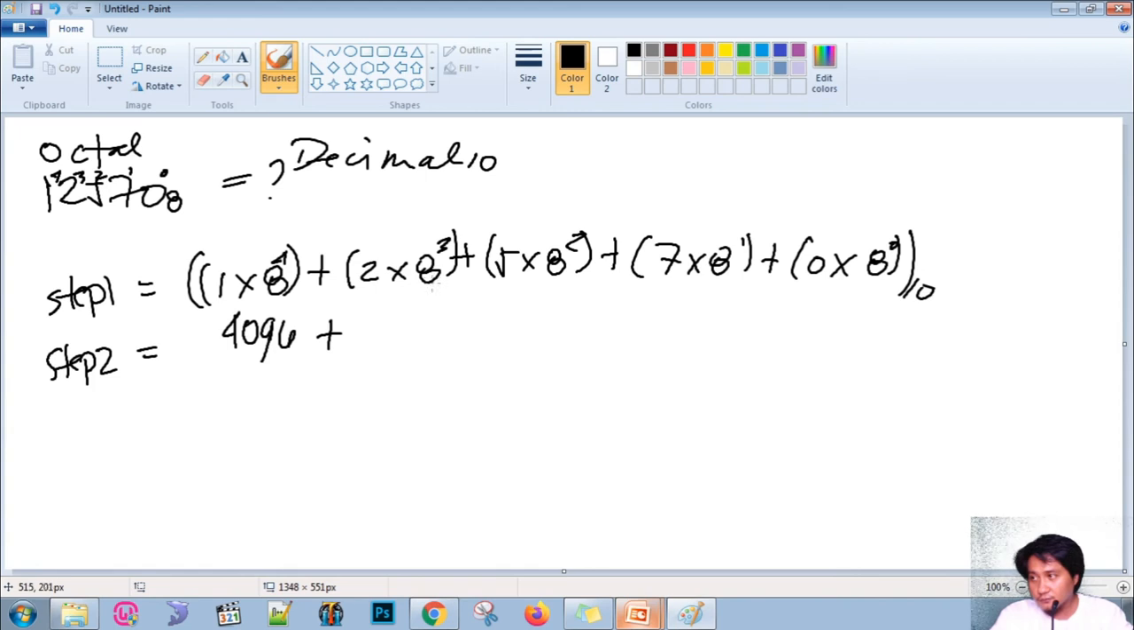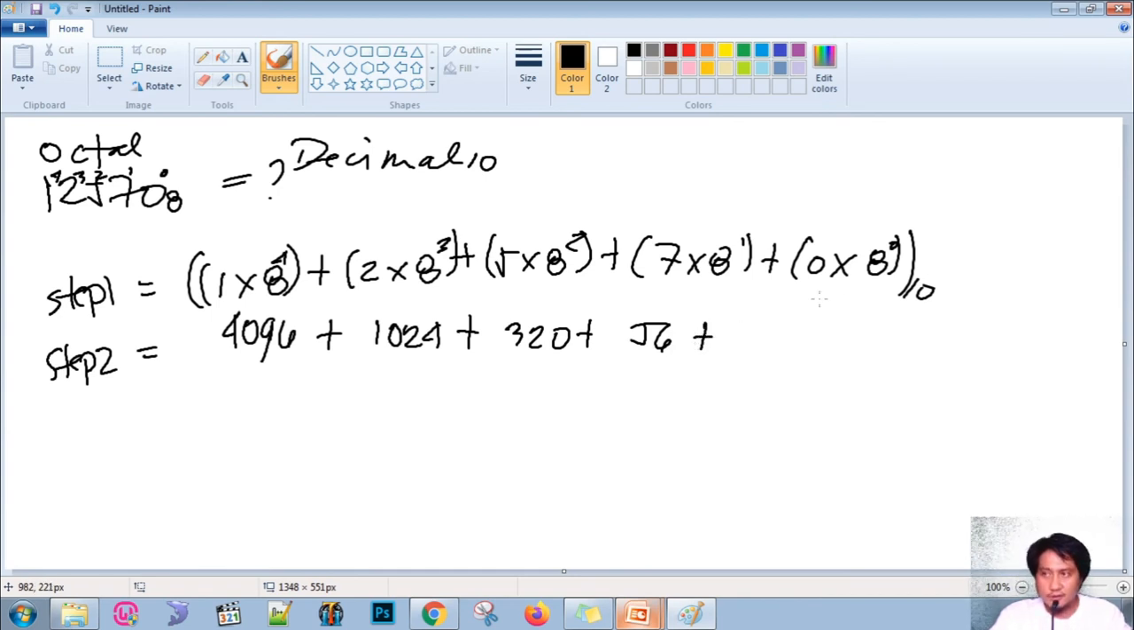So plus, since we have 2 times 8 to the power of 3, we do 8 times 8 times 8 times 2, that is equivalent to 1024. And then for the next one, we have 8 to the power of 2 times 5. So 8 times 8, well, 16 times 5, the value is 320. And then since we have 7 times 8 to the power of 1, we take 8 times 7, so the value is 56.